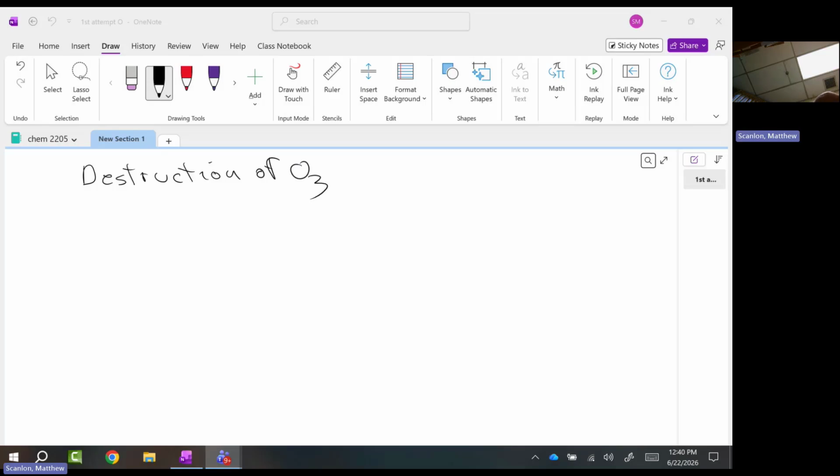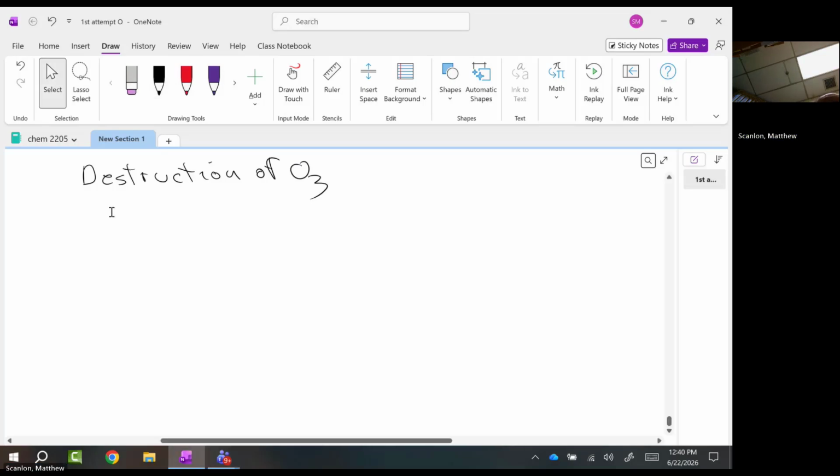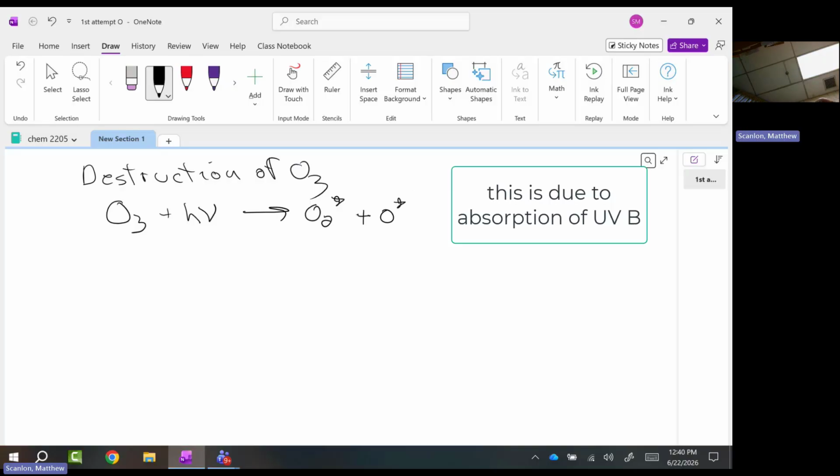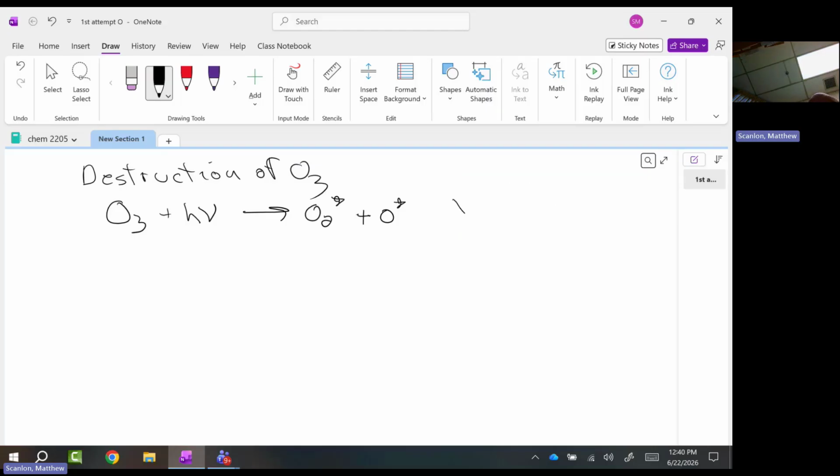And so we know a little bit about this already. Couple different methods. O3 + hν yields O2 + O*. The star means they're highly energetic species. And the wavelength has to be less than 20 nanometers or something like that. We talked about this. And so there's a mechanism in here called the Chapman mechanism.